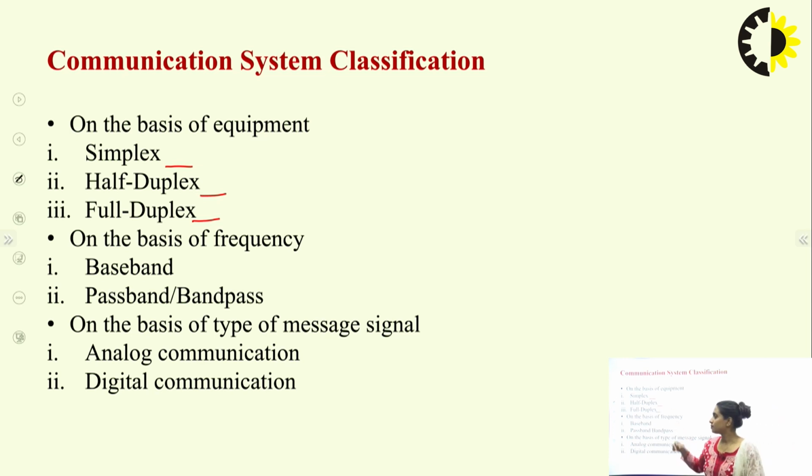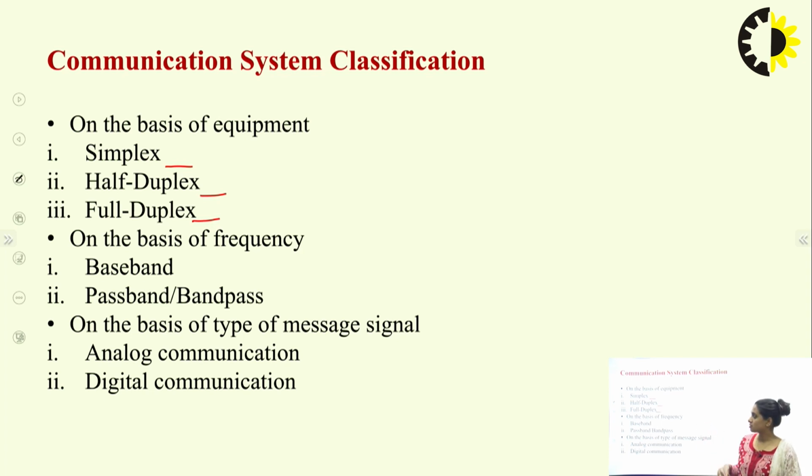Then comes half duplex. A duplex system is capable of transmitting as well as receiving. Now when I classify it as half and full duplex, my half duplex system is capable of transmitting and receiving, but one at a time. It cannot perform both the things simultaneously. A walkie-talkie can be taken as example of a half duplex, where when we speak, we have to press a button, when we release that, we come into listening mode, reception mode, right?